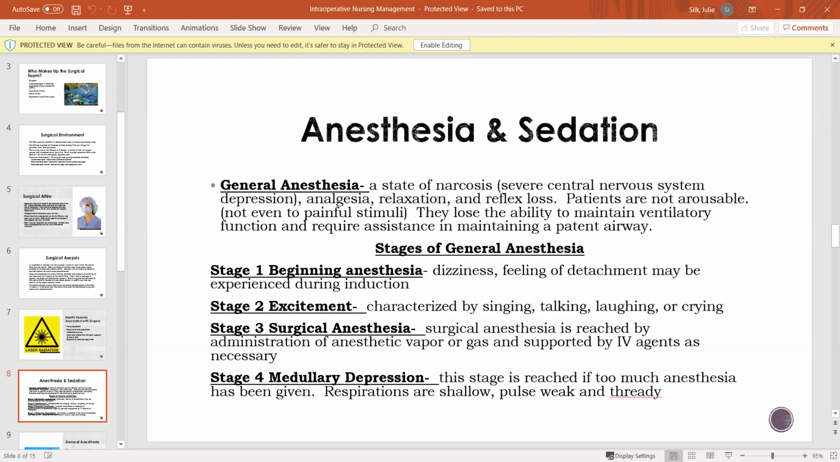So the next part of this talks about stages. When you induce someone into this state of narcosis, there are different stages. The first stage is where they first start giving you the anesthesia. So you might feel a little dizzy.